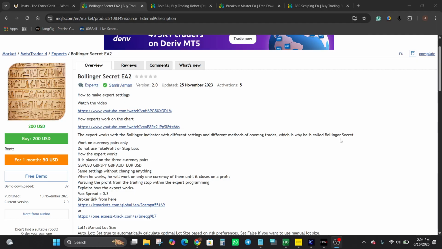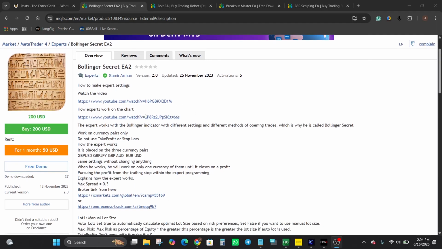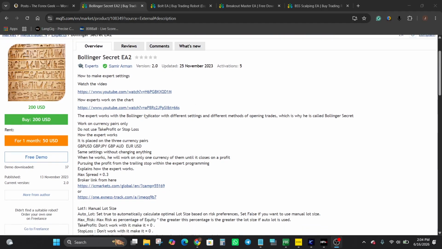The developer has also provided instructional videos covering expert settings and how the EA works on the chart, which can be useful for anyone wanting a better understanding of the setup process before running it on their own account. Now, looking through the description, the EA is based on the Bollinger indicator using different settings and different methods of opening trades. According to the developer, this combination is what gives the expert advisor its Bollinger Secret approach.